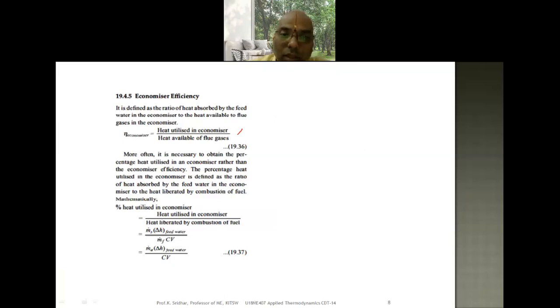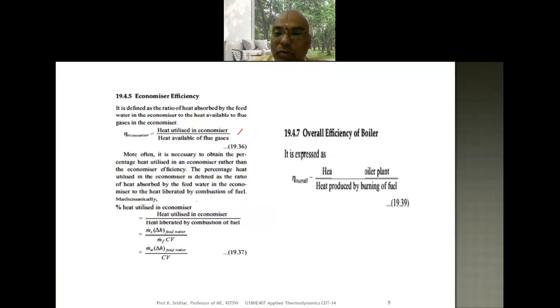Here, 19.36 is the equation which is used to calculate the economizer efficiency. Next, 19.37 will give you the percentage of heat utilized in the economizer. These are the formulas used to estimate the economizer efficiency. Then the overall efficiency of the boiler is given by equation 19.39, that is heat utilized in the boiler divided by heat produced by the burning of the fuel. So that is simply output by input.